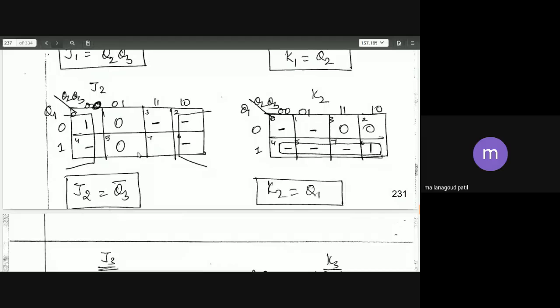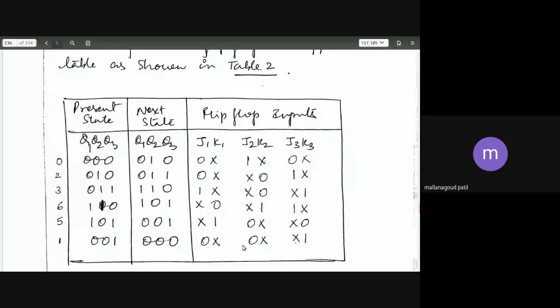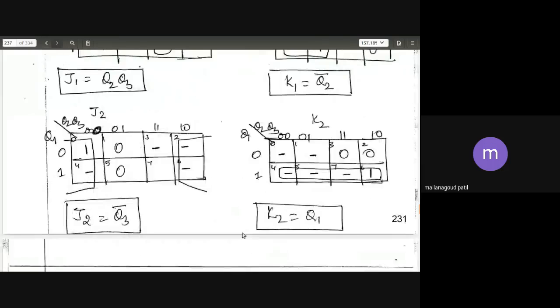Then similarly you can go for J2. J2 you can see here. What is J2? Where do you have 1? Cell 0. Then where do you have 0? Cells 5 and 1. 0 is 1, 1 and 5 are 0, and the rest are all don't cares.